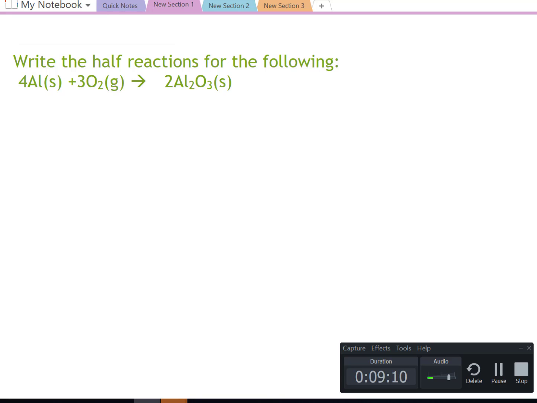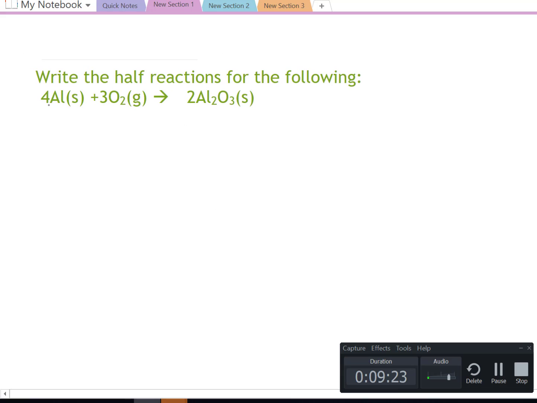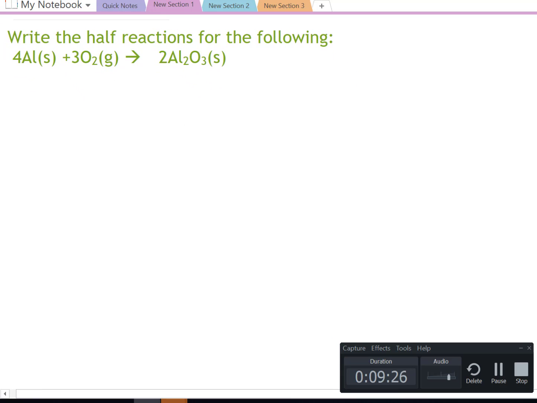Write the half reaction for the following. We have aluminum metal plus oxygen gas is equal to aluminum oxide. The first thing we have to do is find the oxidation states or oxidation numbers for each of the following. So we have aluminum solid. This is just going to be 0. It's all by itself, so it has to go back to that rule 1. Oxygen is also 0. It's a diatomic compound, and so that's 0. And then we have aluminum oxide.